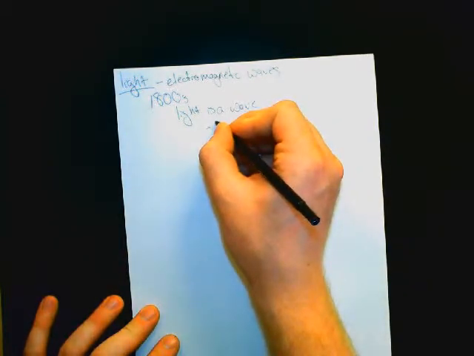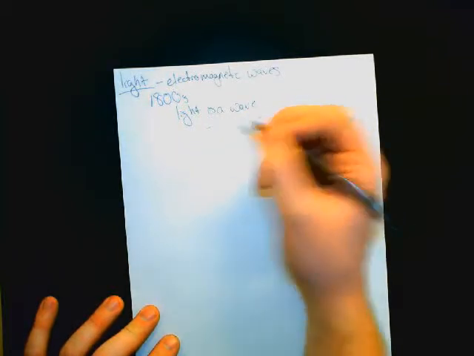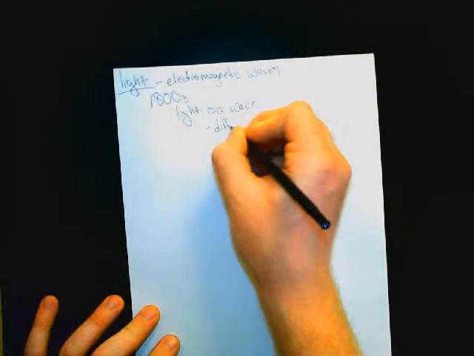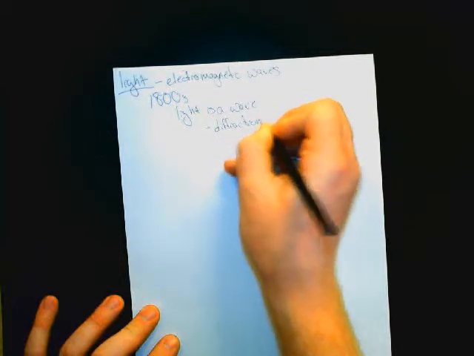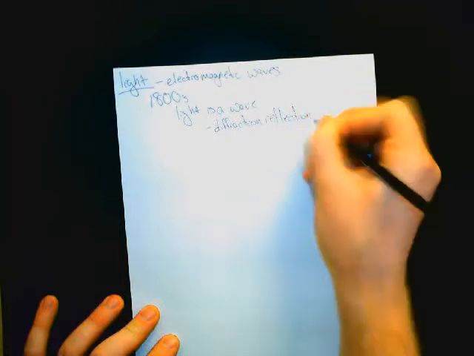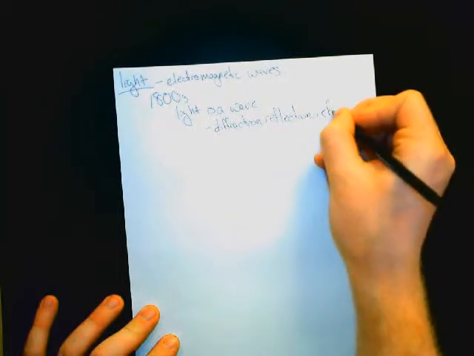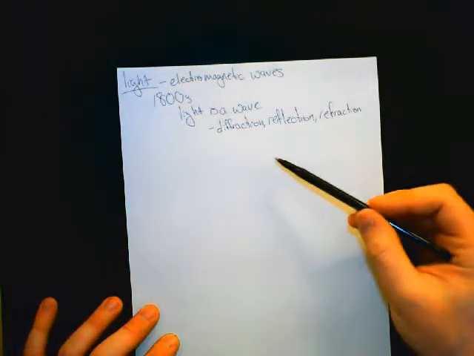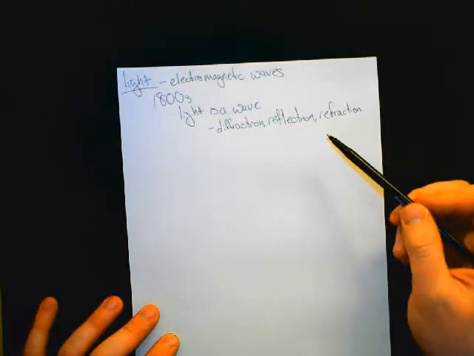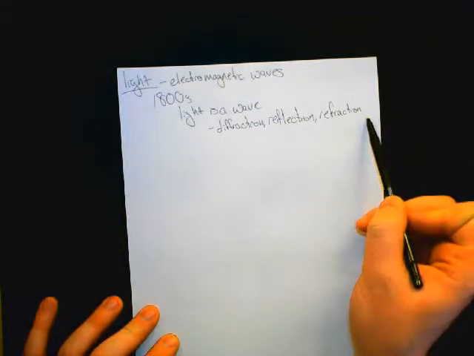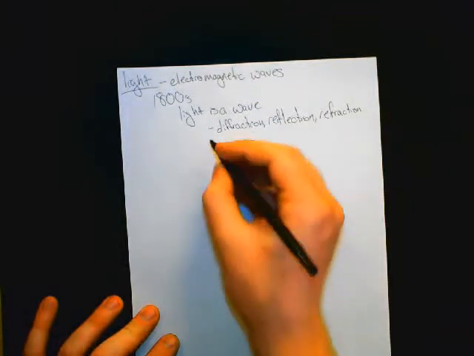And light exhibited very similar properties to other waves in that it diffracted, so diffraction, reflection, and refraction. All properties of how you can go about changing the direction of a wave, and light also does these. And we'll explain a little bit more about what these are a little bit later.